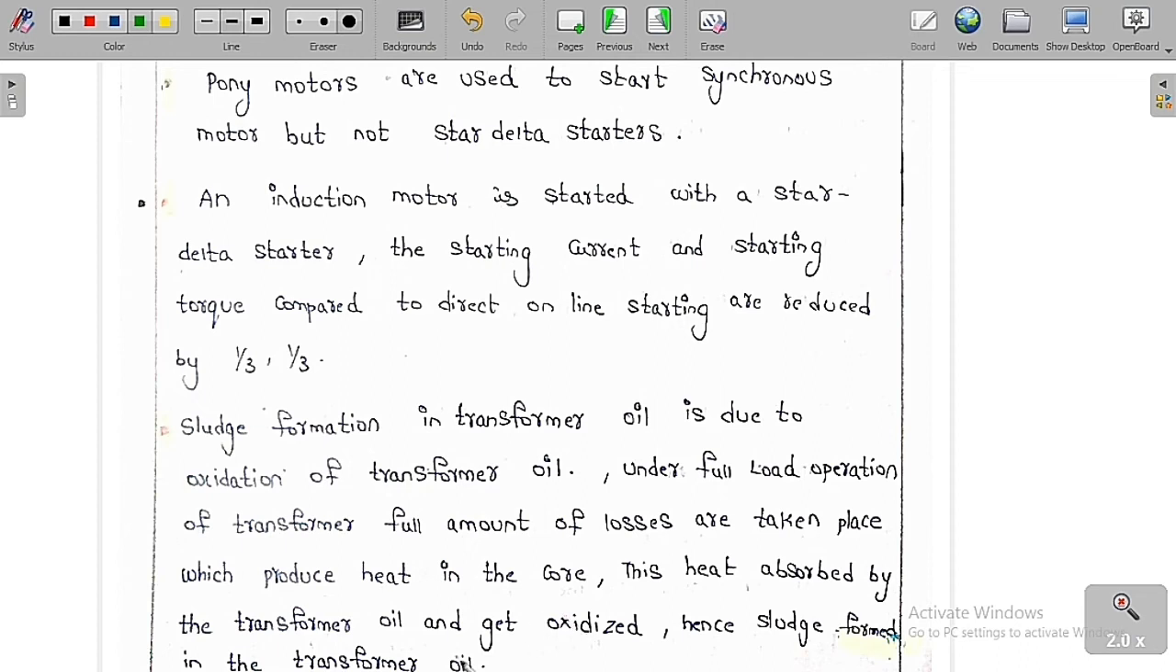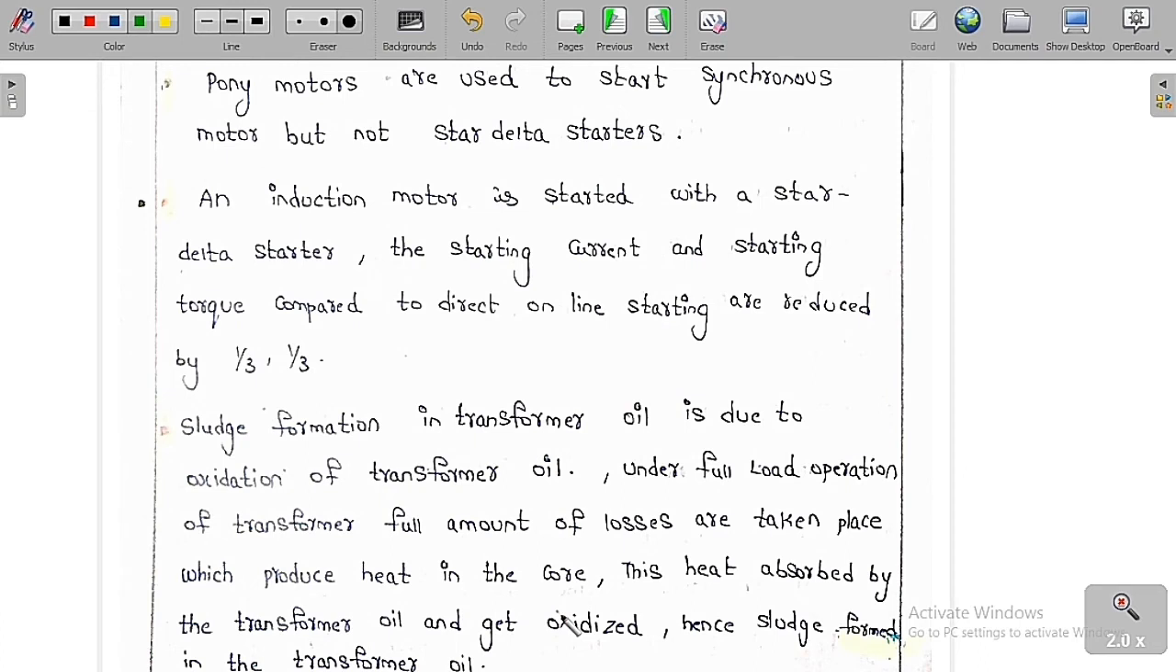So this is a very important point. See here, sludge formation in transformer oil is always due to oxidation of transformer oil. Under full load operation, full amount of loss takes place which produces heat in the core. This heat is absorbed by the transformer oil and gets oxidized. Basically, if you keep a full load on a transformer, the loss will be very high. These losses are absorbed by the transformer oil and it gets oxidized. Then we get sludge.